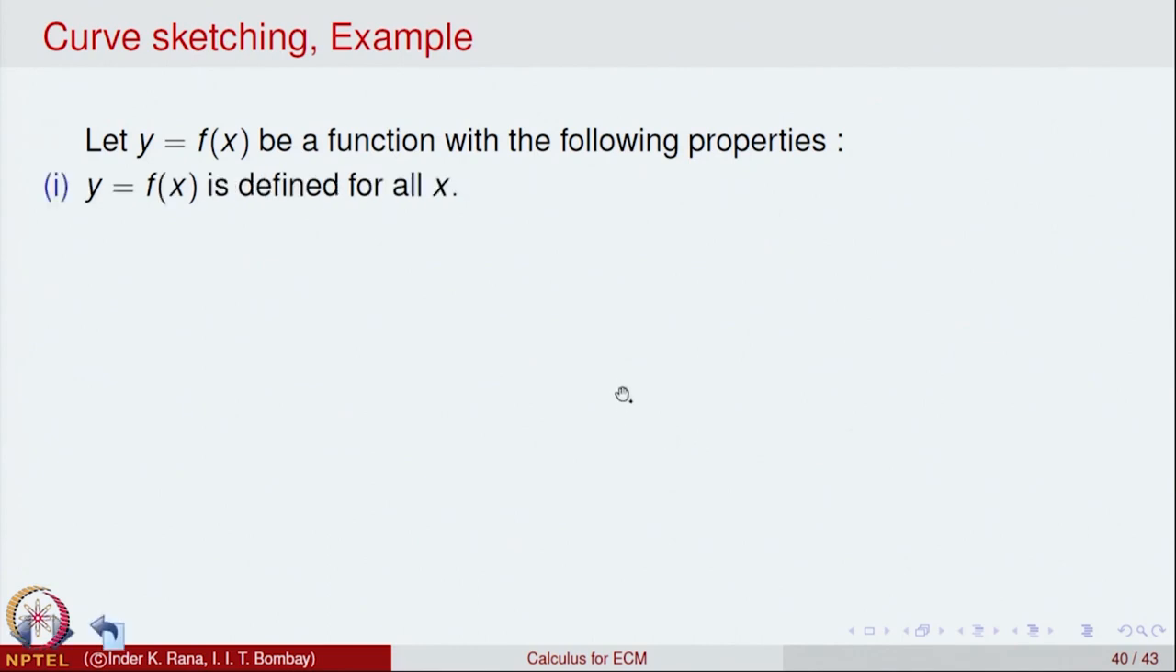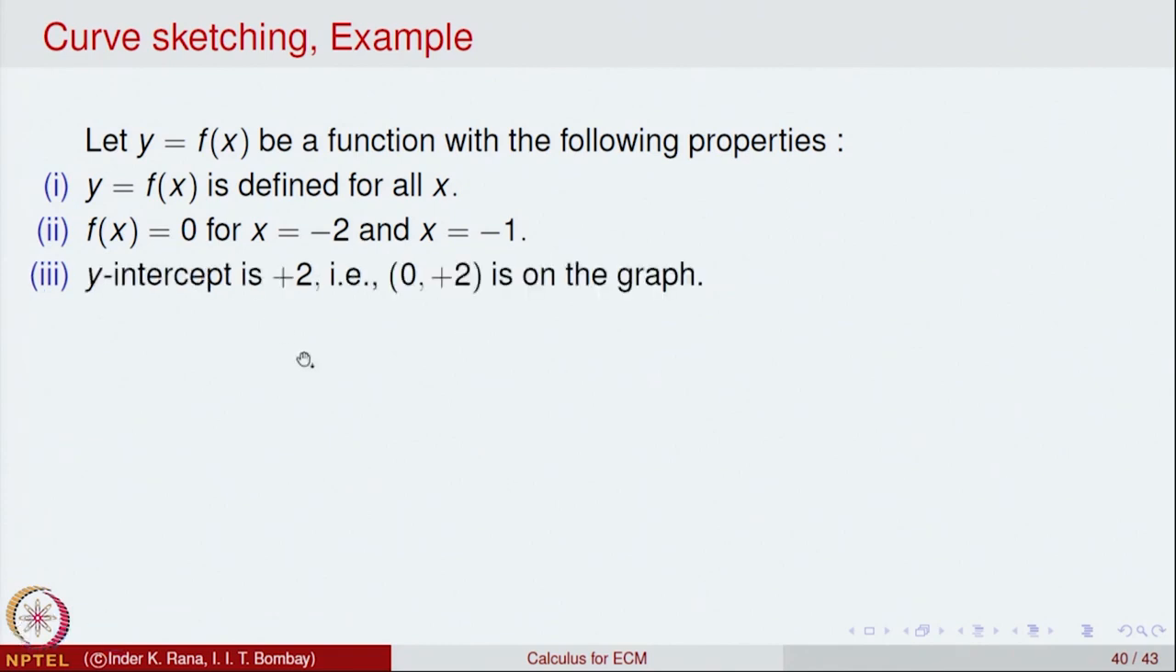So, let us do one exercise. Let us look at a function y equal to f of x, which has the following properties: f of x is equal to 0 for x is equal to minus 2 and x is equal to minus 1. That means (minus 2, 0) and (minus 1, 0) are the points through which the graph will pass. The y-intercept is plus 2, that means the graph will pass through the point (0, 2).